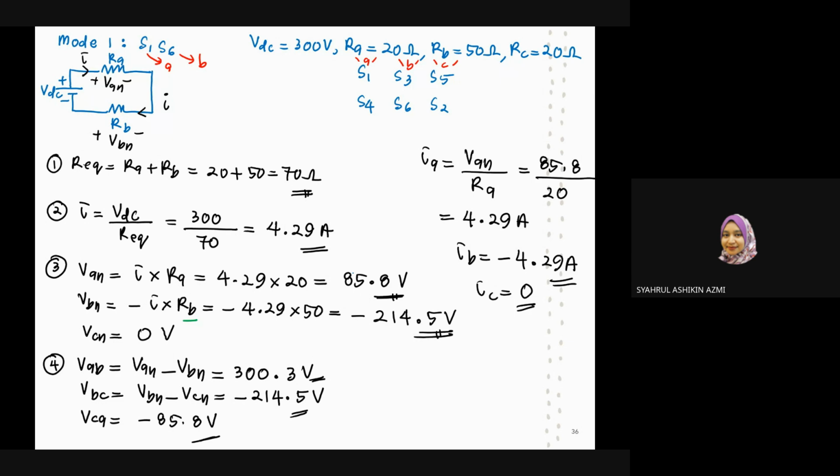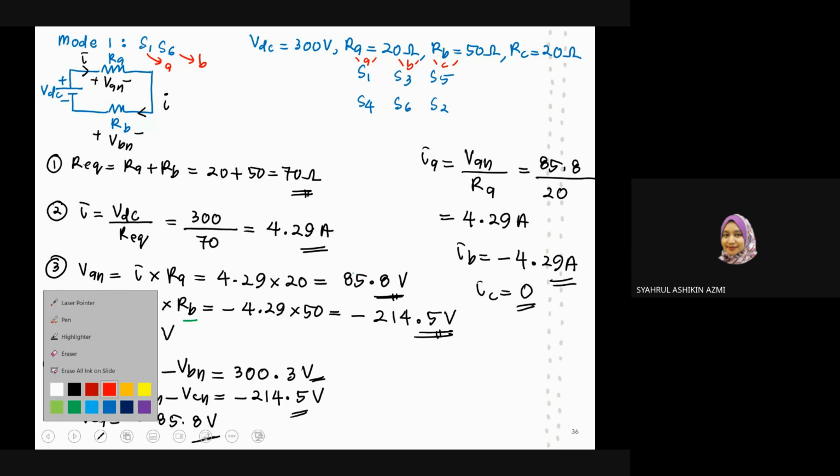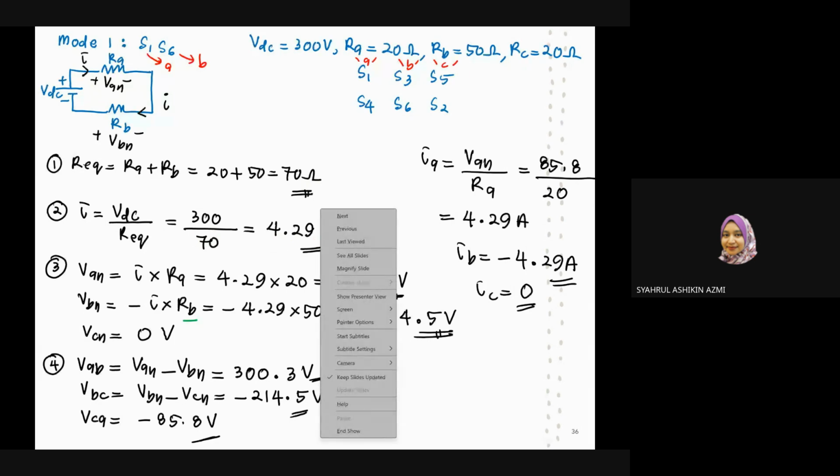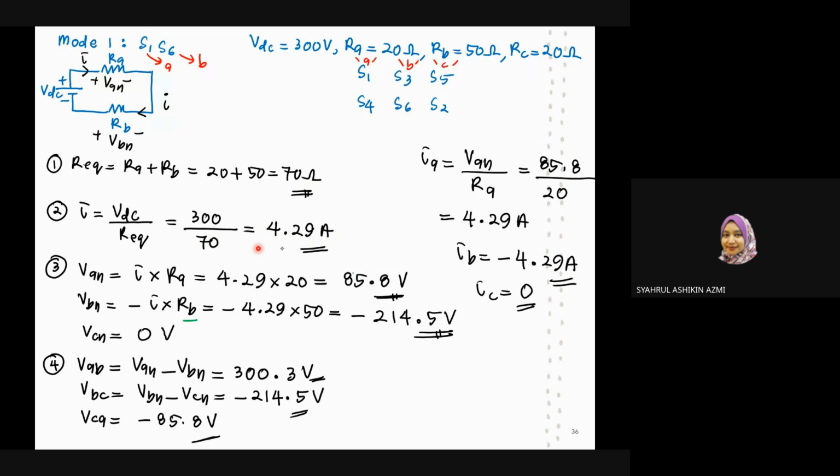Next, you need to find the current. We are using Ohm's law for the current. The VDC link given in the question is 300, so 300 divided by 70, which is the R equivalent that we calculated in step number 1. You'll get 4.29 ampere. This is the value for the current.